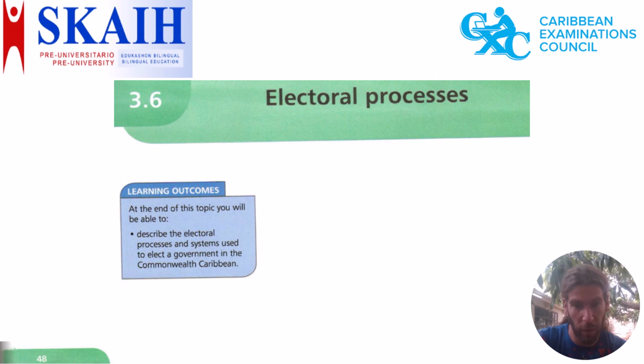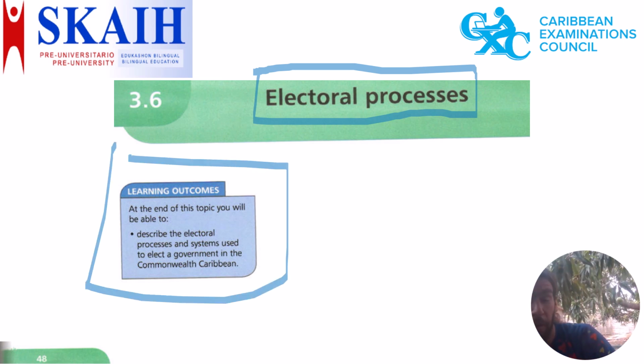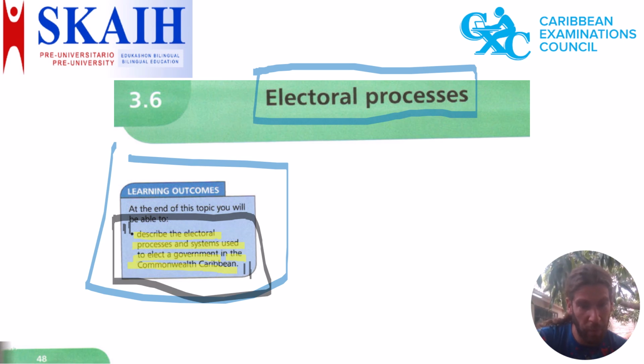We're talking today about the electoral process, and the learning outcome is as follows. Describe the electoral processes and systems used to elect a government in the Commonwealth Caribbean. So at the end, you should be able to describe the electoral processes and systems used to elect the government in the Commonwealth Caribbean.